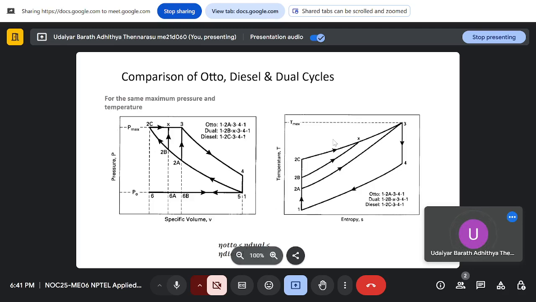But if you have the same maximum pressure, in that case the diesel cycle will have more efficiency. Then comes the dual cycle, and the minimum will be the Otto cycle, because you are limited by the maximum pressure or the temperature which you can achieve.